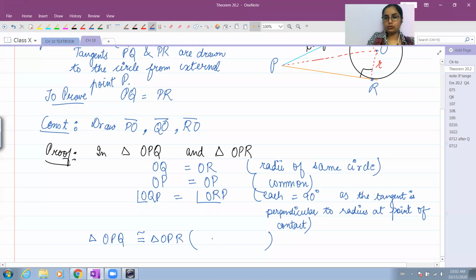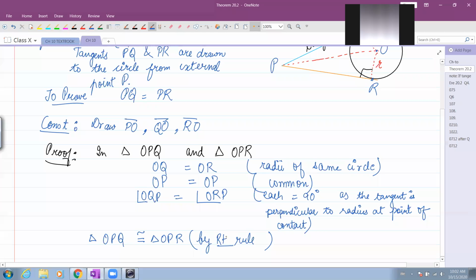Can you tell me which rule is used here? By RHS. That's correct. This is RHS rule, and this will imply that PQ will be equal to PR.